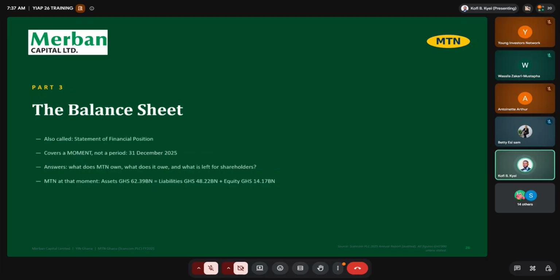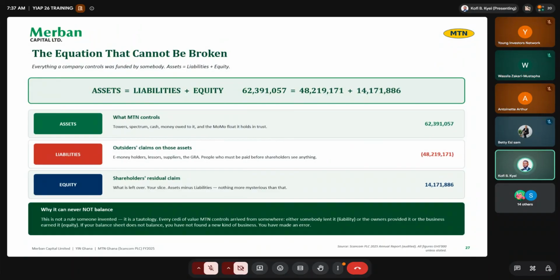So MTN at that moment, assets came up to 62.4 billion, liabilities 42.2 billion, and what is left, 14.2, is for shareholders. All right, so let's proceed.